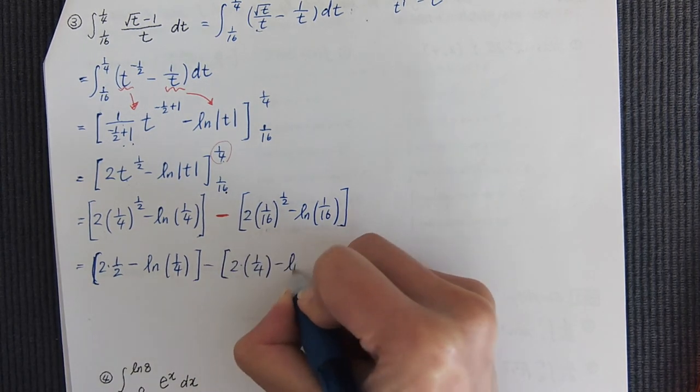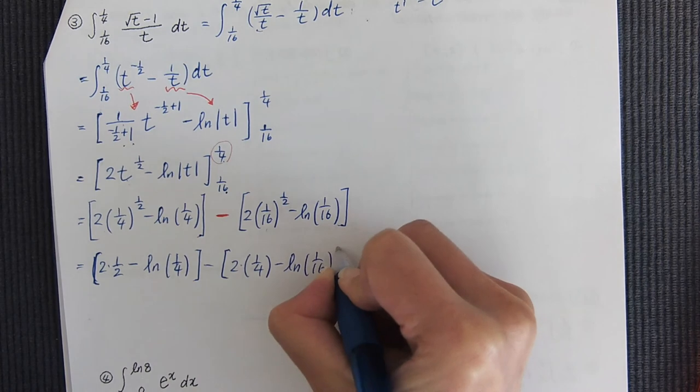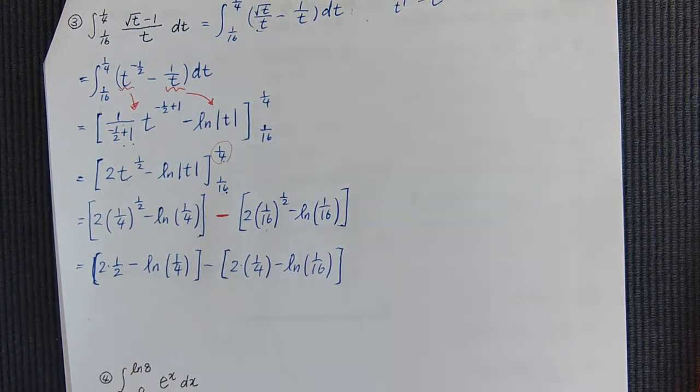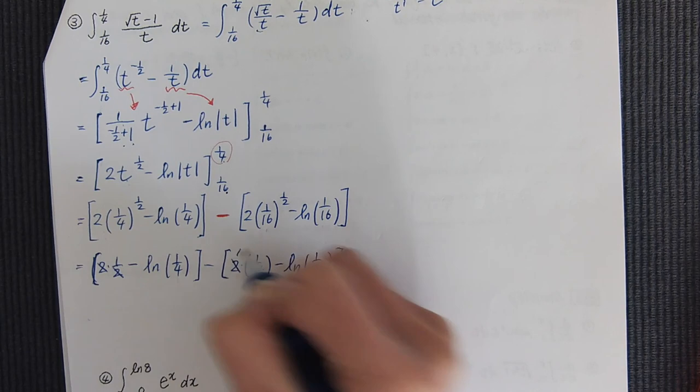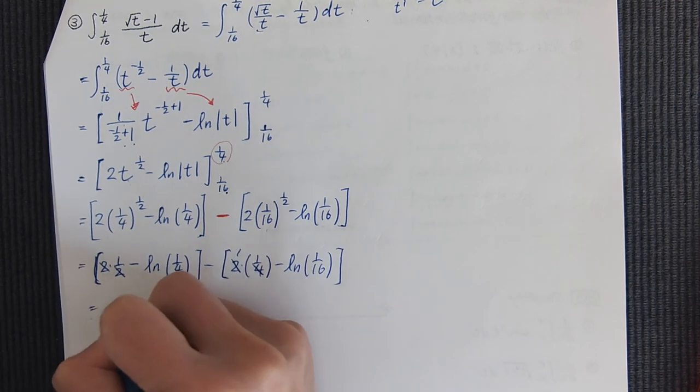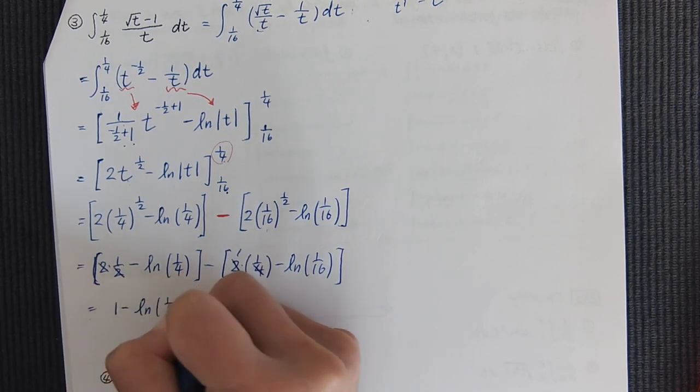2, 1/4. Then minus natural log 1/16. Okay, so now it's not so bad. We cross out here, right? So it's just 1 minus natural log 1/4.